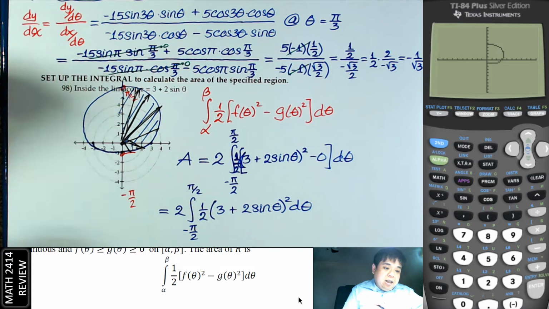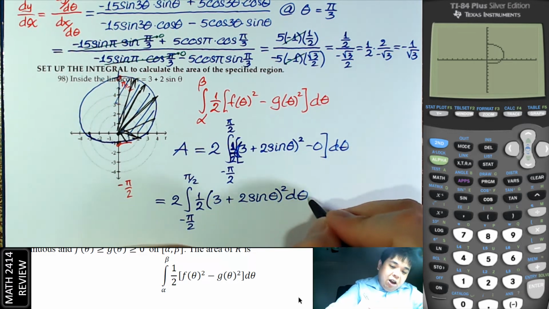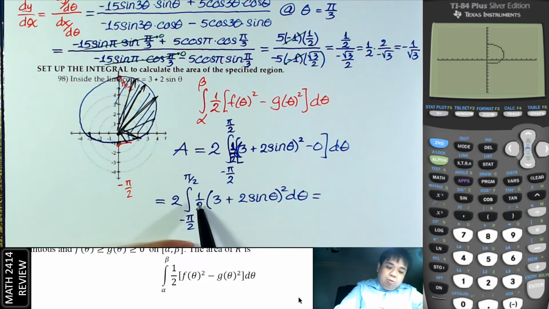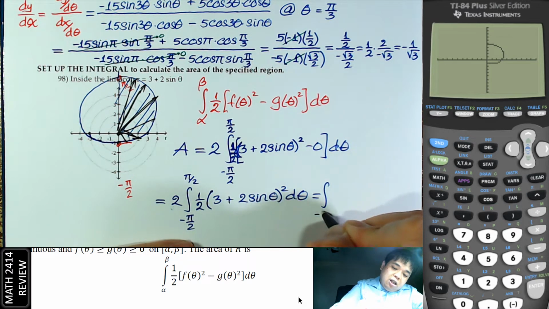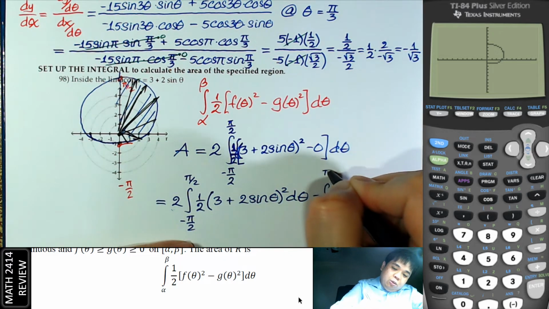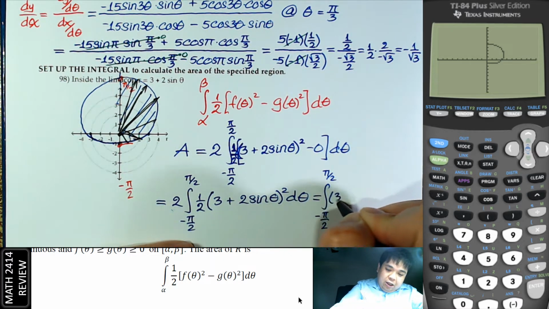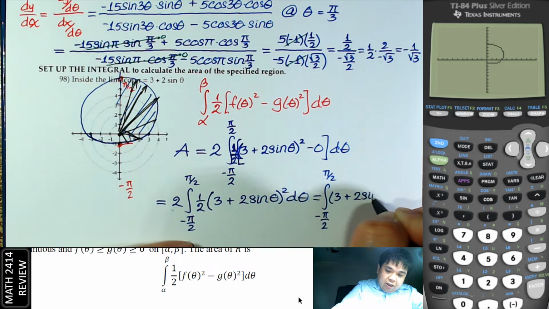But here, there's some space left. Let's just evaluate this. Bring down the 1/2. 2 times 1/2 is 1. So pretty much just the integral from negative pi over 2 to pi over 2 of 3 plus 2 sine theta, squared.